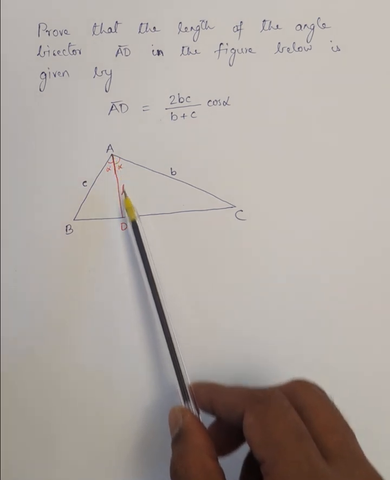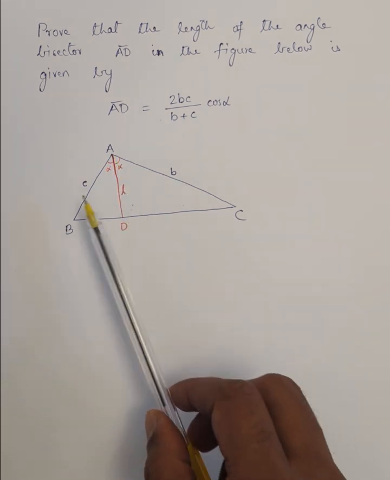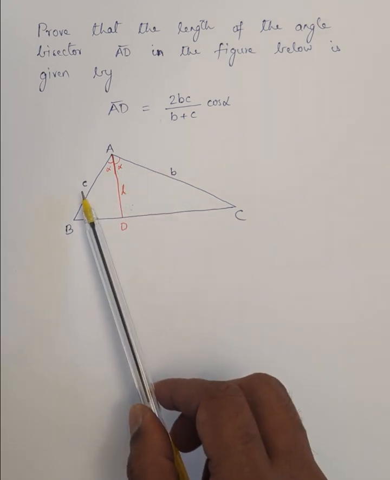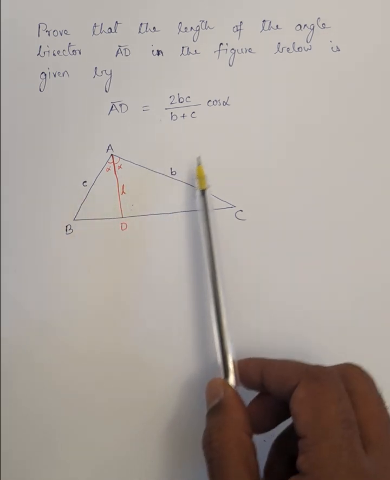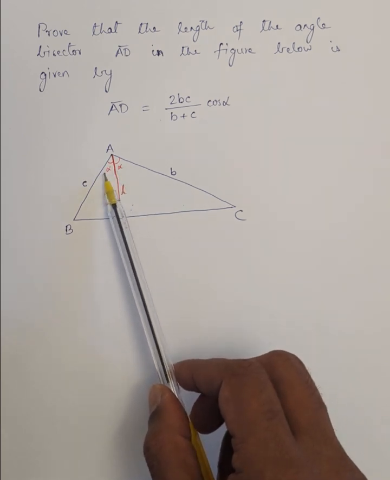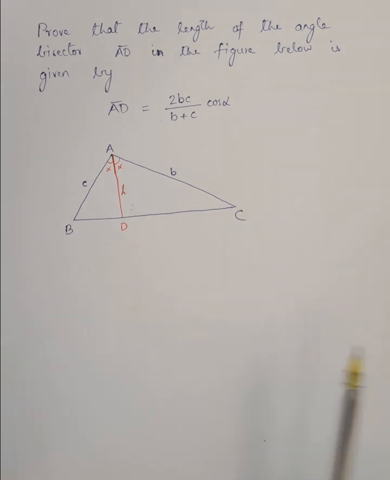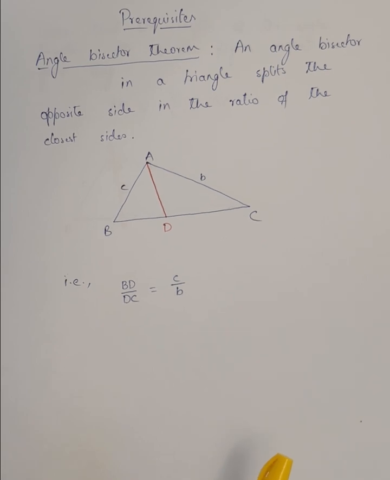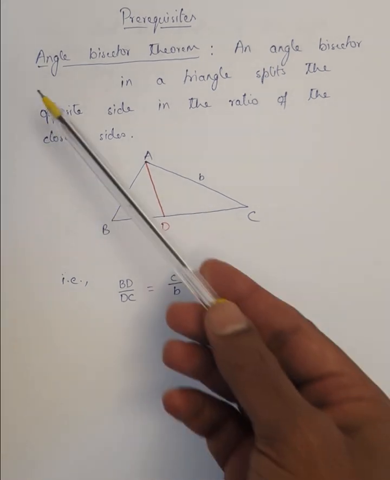So an angle bisector of A is the harmonic mean of the sides C and B times the cosine of that angle alpha. So either this angle or that angle. Now, in order to prove this, we will use law of sines. But before we go into that, there is a theorem that we need to know. It's called the angle bisector theorem.